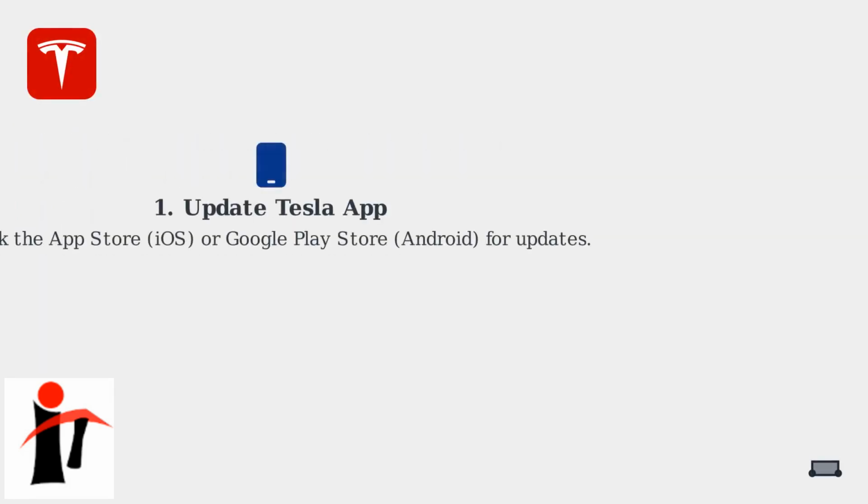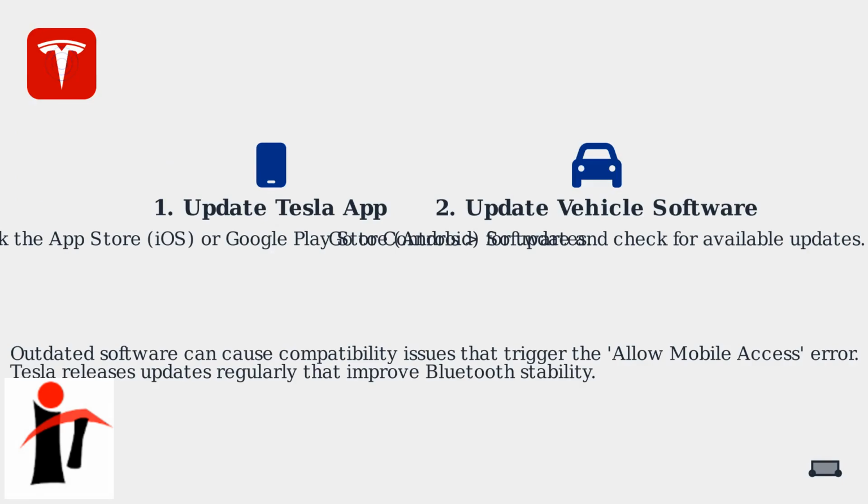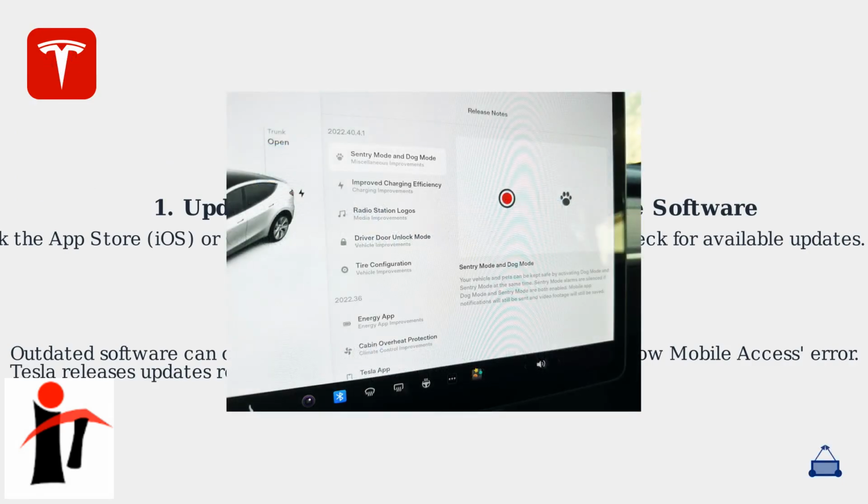Ensure you're running the latest version of the Tesla app. Check the App Store for iOS or Google Play Store for Android updates. Also check your Tesla's software by going to Controls, then Software, and look for any available updates. Outdated software can cause compatibility issues that trigger the Allow Mobile Access error. Tesla releases updates regularly that improve Bluetooth stability.